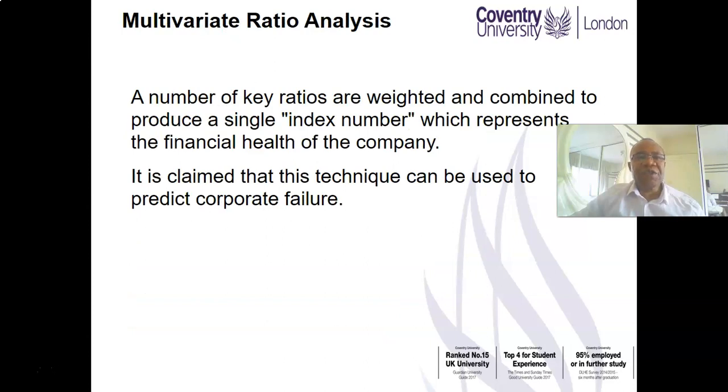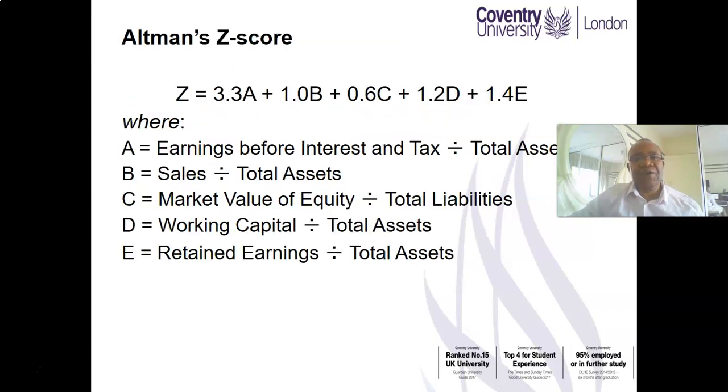Finally, we'll look at multivariate ratio analysis. Now, this is a standard measure whereby key ratios are weighted. They are then combined to produce a single index number, and this index number represents the financial health of the company. It is claimed that this technique can be used to predict a company's or corporate failure. There are many variations of multivariate ratio analysis, but we quickly mention the Z-score analysis. The Altman Z-score is one that brings together some key ratios and applies some weightings to them.